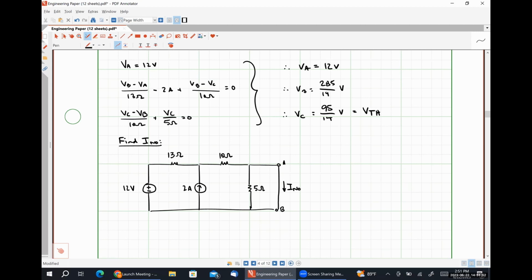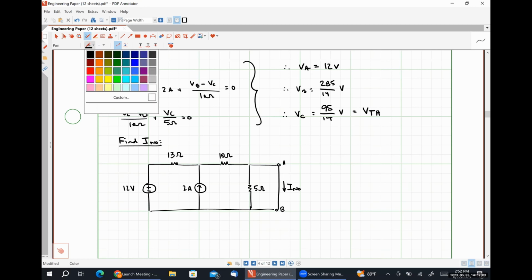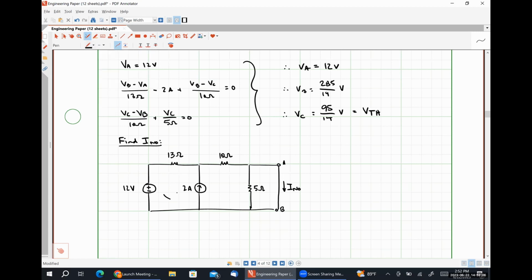So I'm going to do something here. I'm going to explain what I'm going to do. Because my 5 ohm resistor is shorted out by the short circuit between terminals A and B, I'm going to avoid it when I write my mesh equations here. So I'm going to have this current as I1, but instead of doing I2 and I3 like this, I'm going to do mesh around here as just I2.